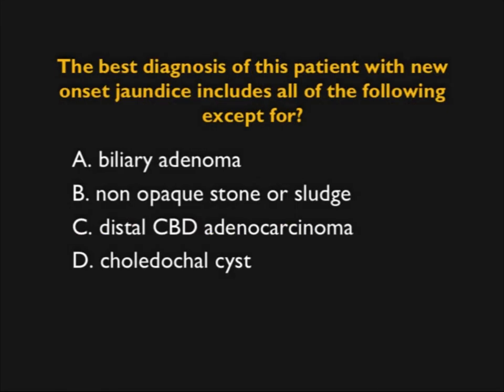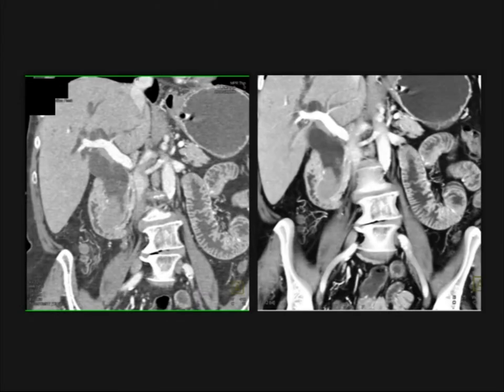This patient had new onset jaundice, and in trying to figure out the cause, I gave you 4 choices and asked you which one wasn't the cause. Well, if you look at the images from the coronals and the volume rendering, you see a soft tissue mass in the distal common duct.